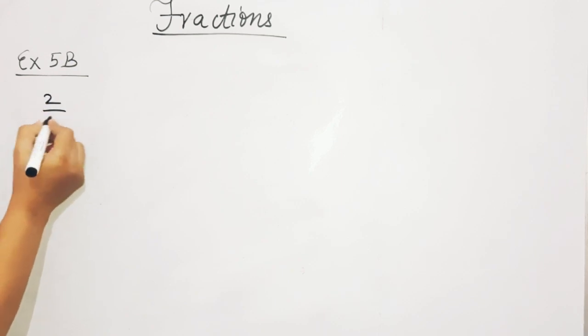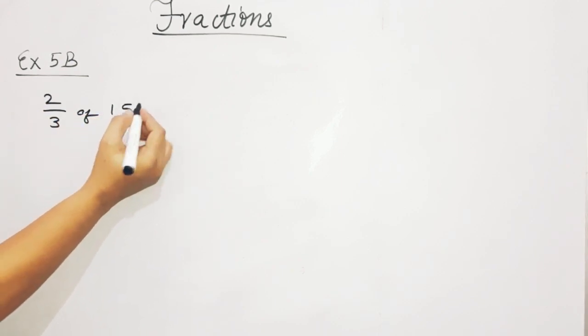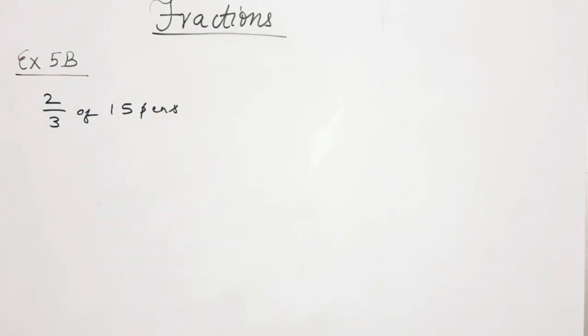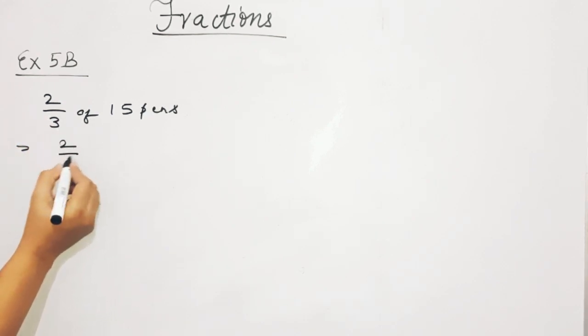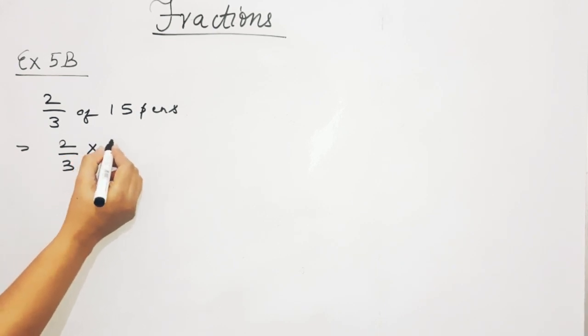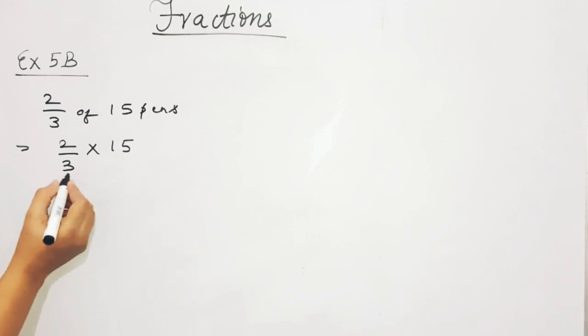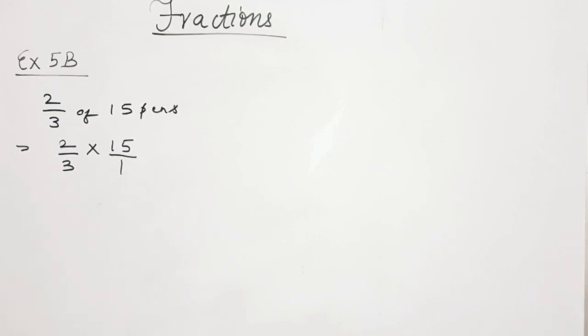2 by 3 of 15 pens. These types of questions are there from class 3 only. So 2 by 3 of 15, 'of' means multiplication. So 2 by 3 multiplied by 15. Now 15 is in divide with 3 because 15 has no denominator. That means 1 will be the denominator of 15. So 15 is in divide with 3.